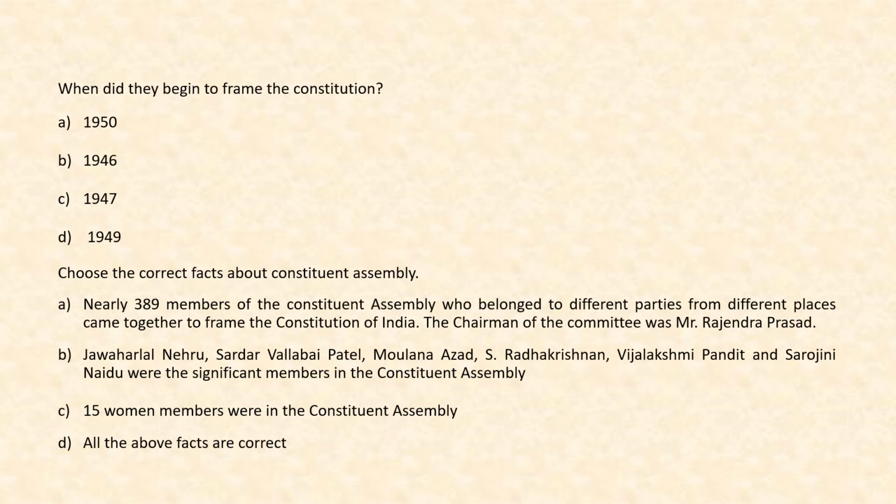When did they begin to frame the Constitution? 1946. Choose the correct facts about Constituent Assembly. Nearly 389 members of the Constituent Assembly who belonged to different parties from different places came together to frame the Constitution of India. The chairman of the committee was Mr. Rajendra Prasad. Jawaharlal Nehru, Sardar Vallabhbhai Patel, Maulana Azad, S. Radhakrishnan, Vijayalakshmi Pandit, and Sarojini Naidu were the significant members in the Constituent Assembly. There were nearly 15 women members in the Constituent Assembly. All the above facts are correct.